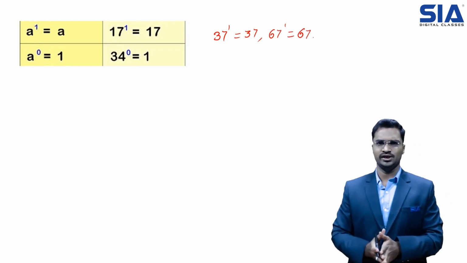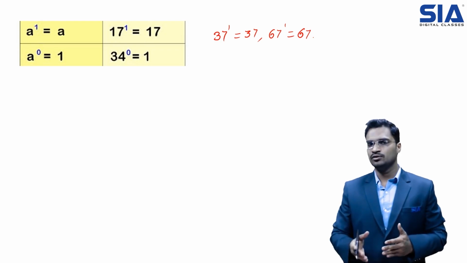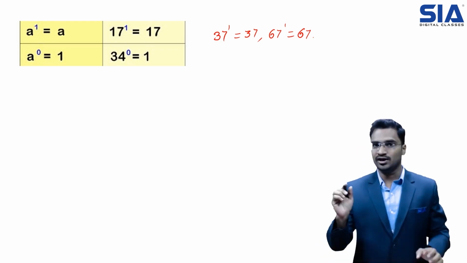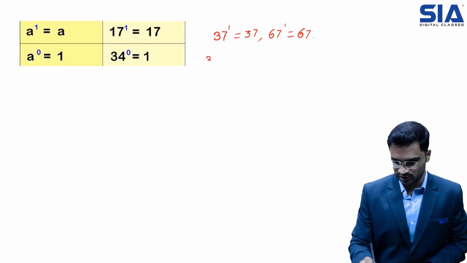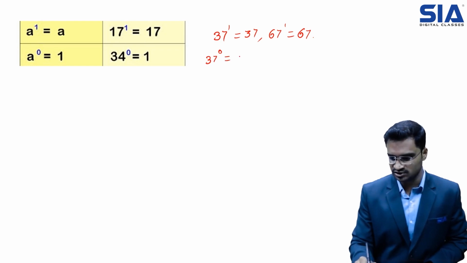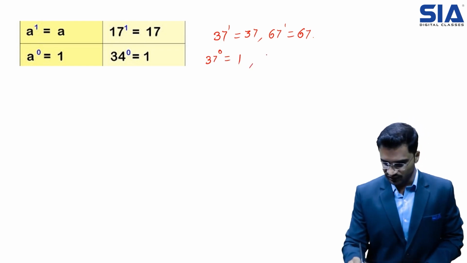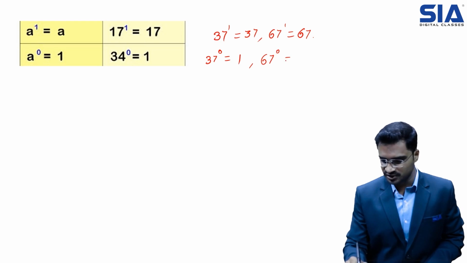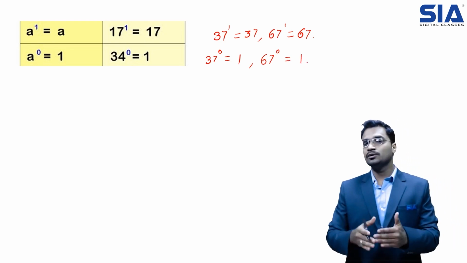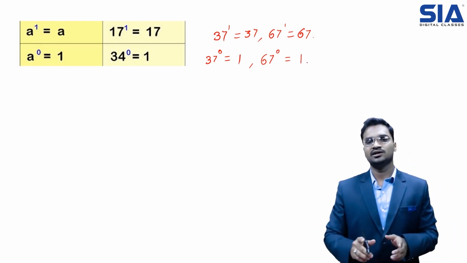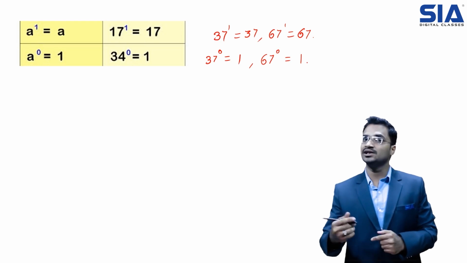In the same way, anything to the power of 0 gives me an answer of 1. So suppose 37 to the power of 0 is 1. In the same way, 67 to the power of 0 is 1. Anything to the power of 0 is 1, but anything to the power of 1 is itself.